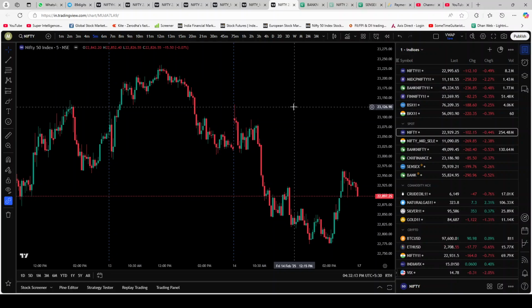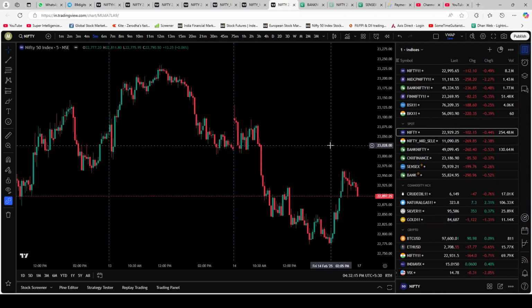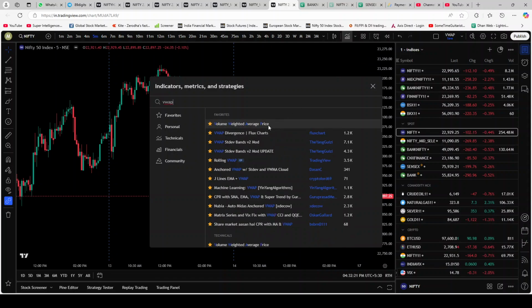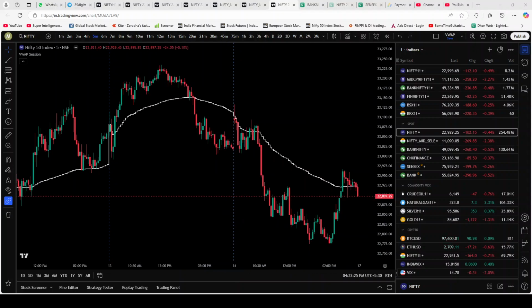So today, the two indicators that we're going to use on the 5 minutes time frame are very basic indicators, and these are available on all trading platforms. All right. So the first indicator I will use is a VWAP, volume weighted average price. Now this is available on all trading platforms.